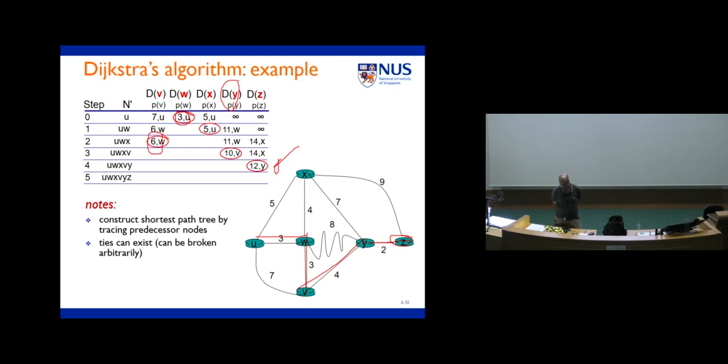Okay, and sometimes it is possible that, I had a very nice clean example where every time I found a unique node with the least cost. Sometimes you may find 2 nodes with the least cost. In that case, you can pick any one arbitrarily. Any one you like, you can just pick.